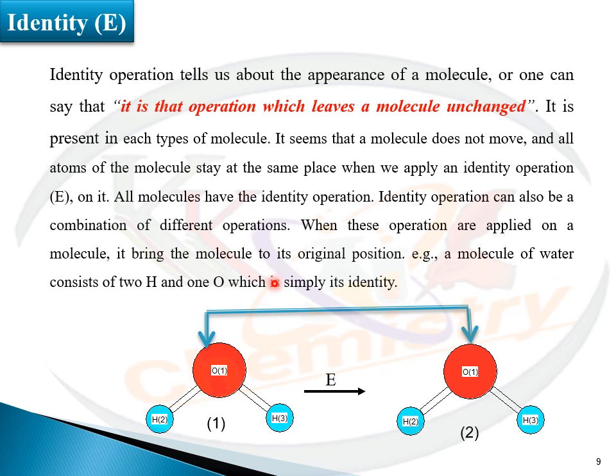Suppose you apply C2 on this object; this will shift over here and this will shift over here. Then apply sigma v, a vertical mirror plane. You will get the same structure. That is why we have used the sentence here that we can also get an identical structure by applying more than one symmetry operation.